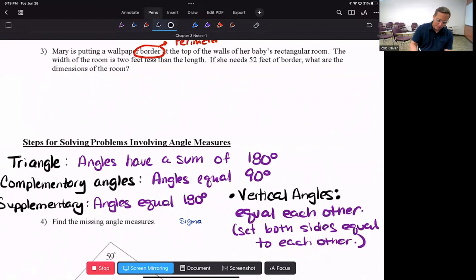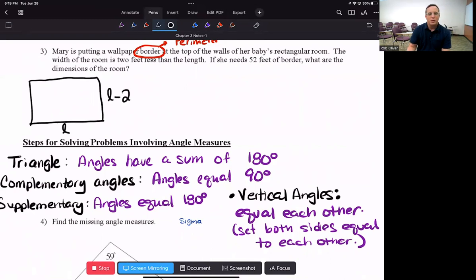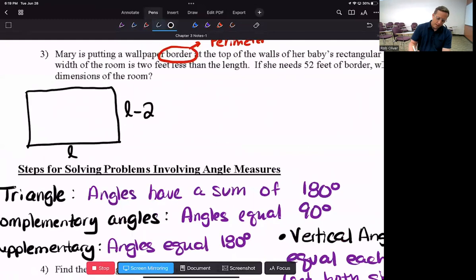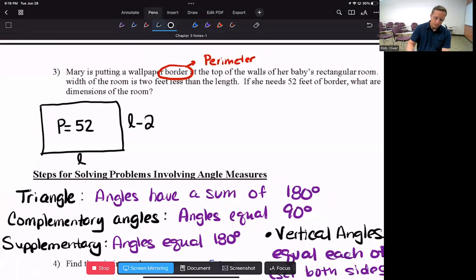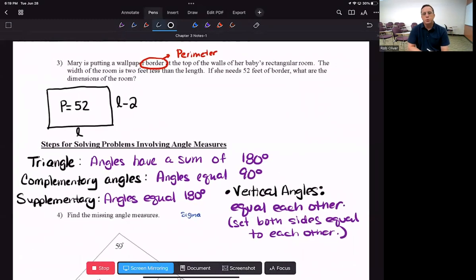Okay, so I'm just gonna draw another rectangle here again. And let's say the length is L. The length is L, and it says the width is 2 feet less than the length. So we're going to do L minus 2. And it says that the perimeter of it is 52 feet because that's how much she needs. So 52. Now, when you do perimeter, there's a couple different ways.